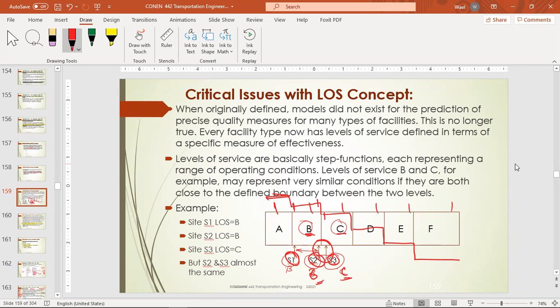In reality, the difference between S2 and S3 is very small. But S2 is in class B, S3 in class C, and S1 also, which is near A, is still in B. So, however, S2 and S3 are almost the same, but they are in two different categories or levels. S1 and S2 are totally different, but still they are in the same one. So that's the main disadvantage, because it's a step function. Okay, so we end up with this situation.